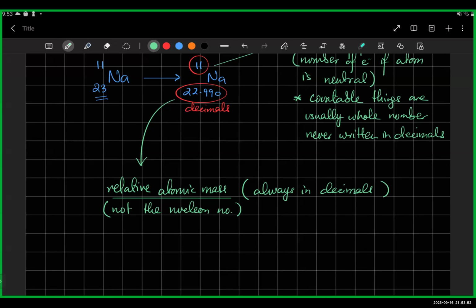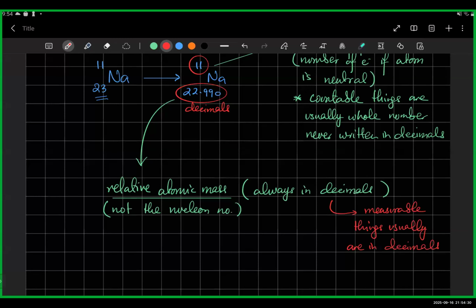But when you're trying to measure something, measurable things usually are in decimals. For example, if I tell you to measure the length of something, it could be 11 centimeters, it could be 12 centimeters, but a lot of times it's going to be 11.1 centimeters, 11.2 centimeters. It's going to be decimals.